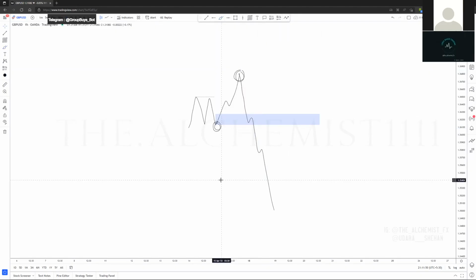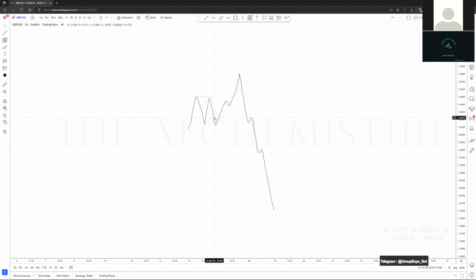I don't get why the breaker block is a bearish candle. It is a bearish candle. A breaker block is the last down candle before the expansion. Okay, so honestly, that is something from ICT.